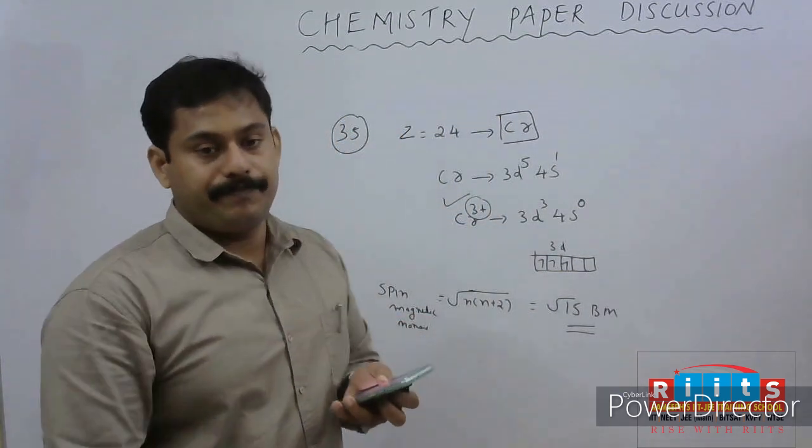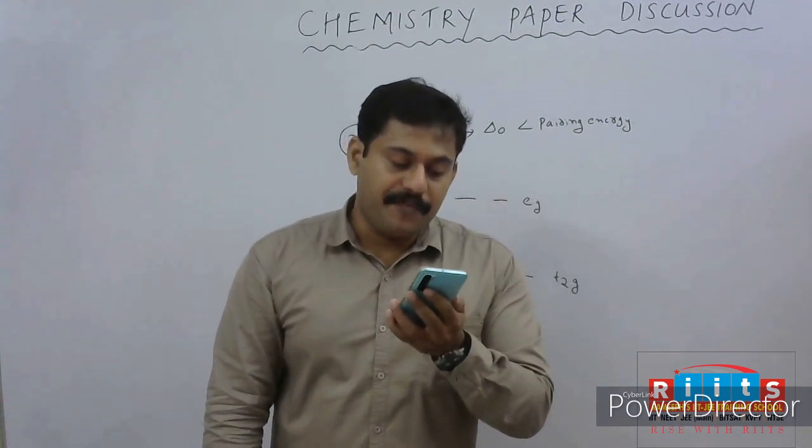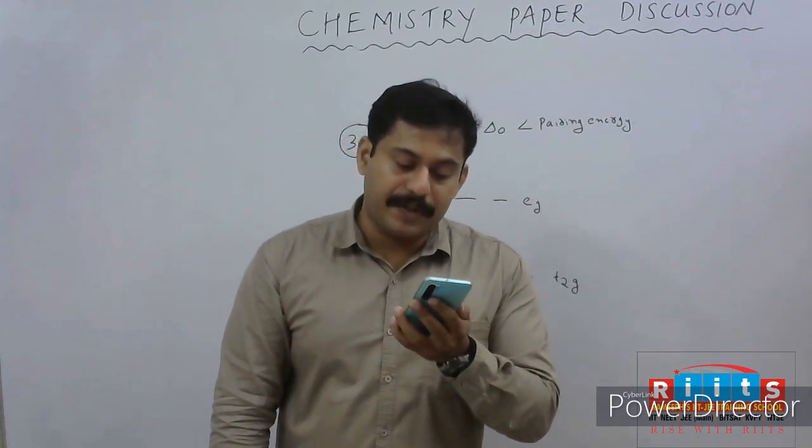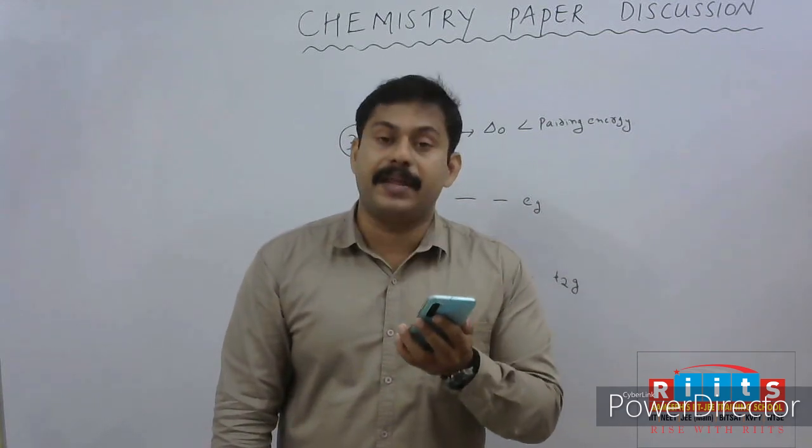Thank you. Okay, let's discuss question number 36. For a d4 ion, the electronic configuration of the d level when delta O is less than the pairing energy is... right?